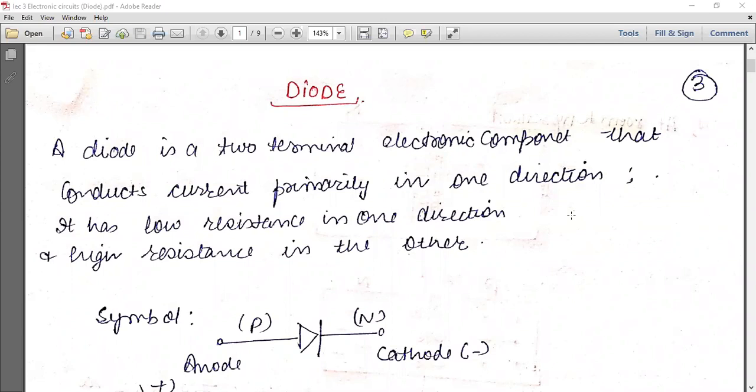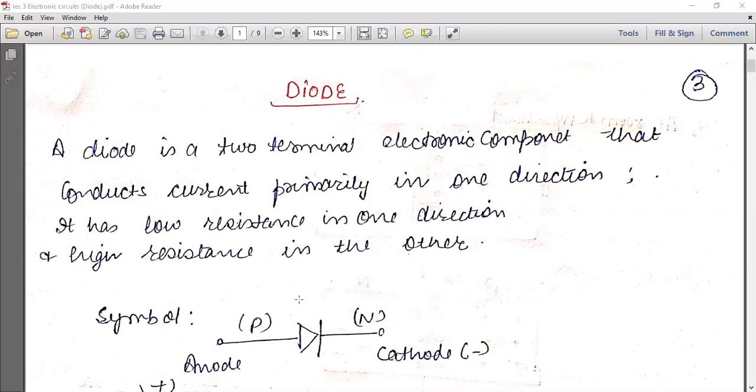Okay, so the first topic is diode. What do you mean by diode? A diode is a two-terminal electronic component that conducts current primarily in one direction. It has low resistance in one direction and high resistance in the other. So whenever we talk about the diode, this is the basic component of electronics, and it is used to flow the current in only one direction in the circuit.